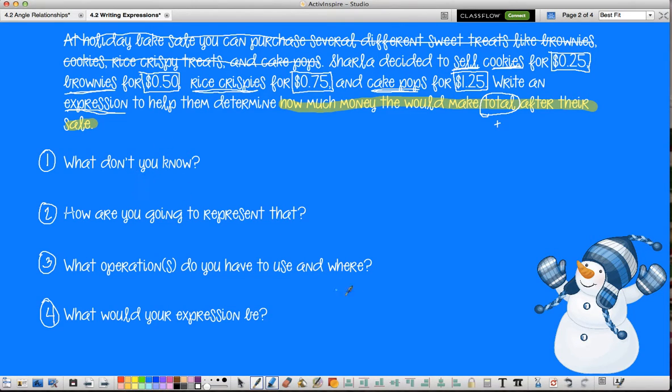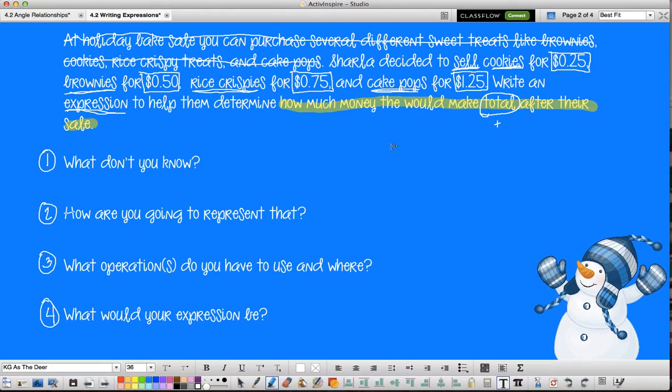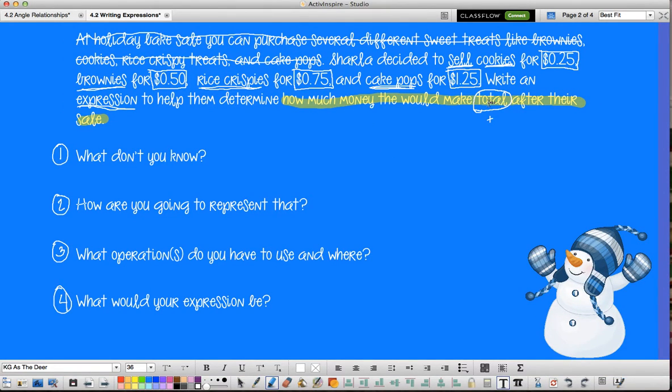So when we're talking about what don't we know, well, you have to think about what it's asking you for. It's asking you for the total after their sale. So the total would mean how much did they make on the cookies, the brownies, the Rice Krispies, and the cake pops all added together. Well, in here it does not tell me how much of each I sold. So it doesn't tell me.